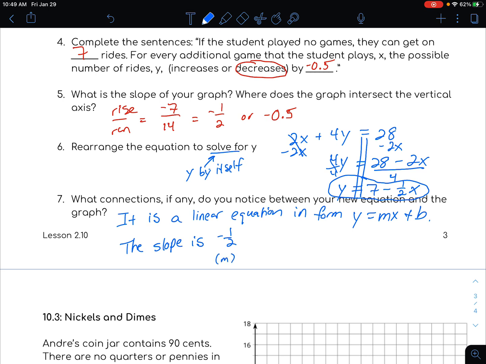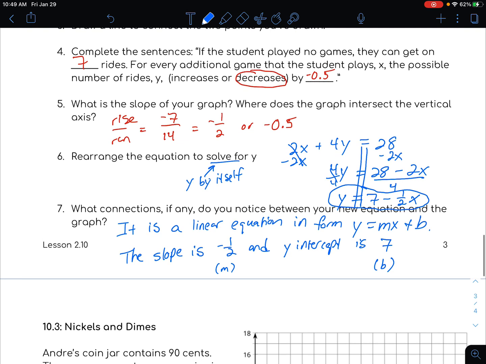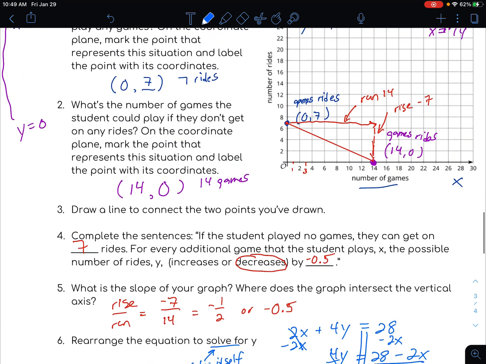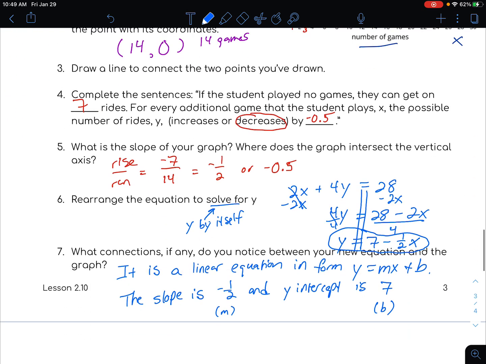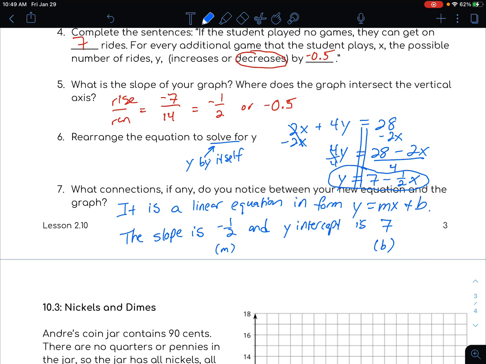And the y-intercept is positive 7. Remember, that's our b value. And we notice up in the graph that that was the case, right? We had a y-intercept here of positive 7, and we did have a slope on our graph of negative 1/2.